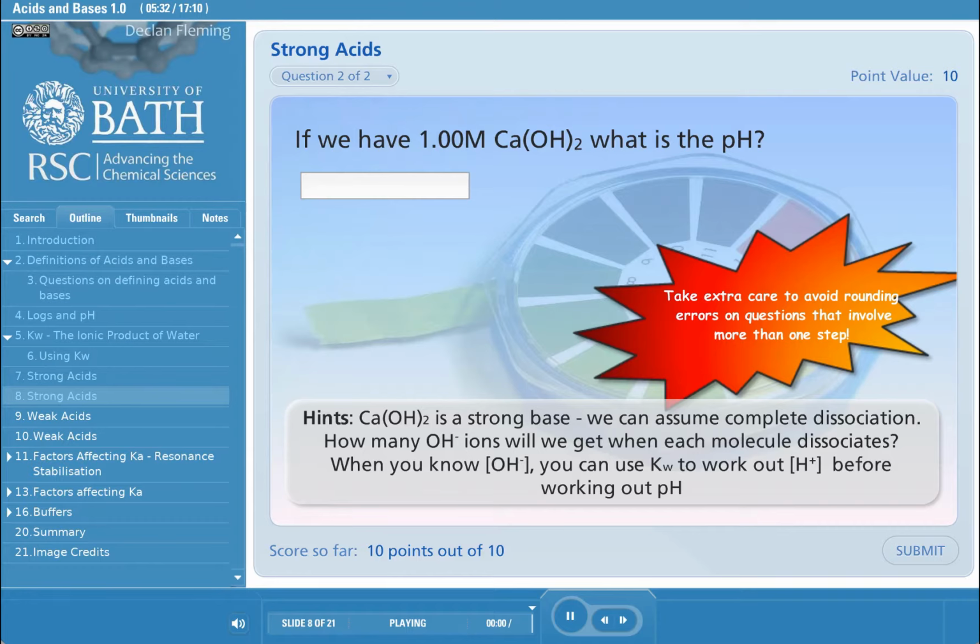When you know the concentration of hydroxide ions, you can use Kw to work out the concentration of H+, before working out pH. It's really important not to round off too many significant figures from the answer to each step, especially when handling logs, because small errors can quickly throw you far off the mark. Look out for this later on if you think you followed all the correct steps and still get an incorrect answer.